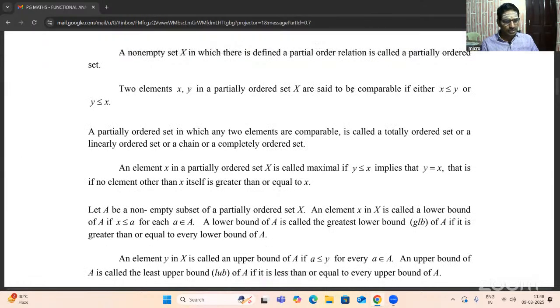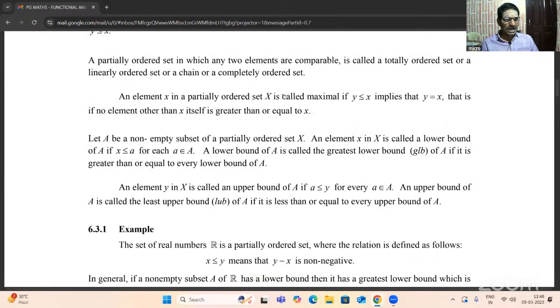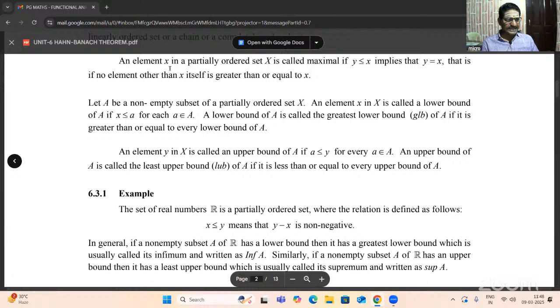Comparable means any two elements, that is x less than or equal to y, or y less than or equal to x. Here x and y are elements of the partially ordered set. Those elements are comparable if x is below y or y is below x. And if any two elements are comparable, that is called a chain, totally ordered set, or linearly ordered set. Now, an element x in a partially ordered set is called maximal. What is the maximal condition? The condition is: y less than or equal to x implies that y equals x.